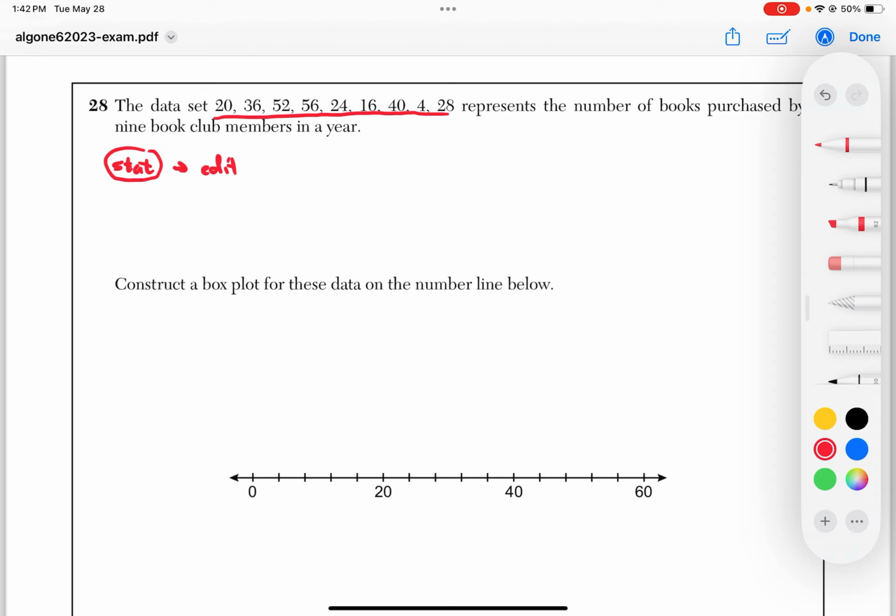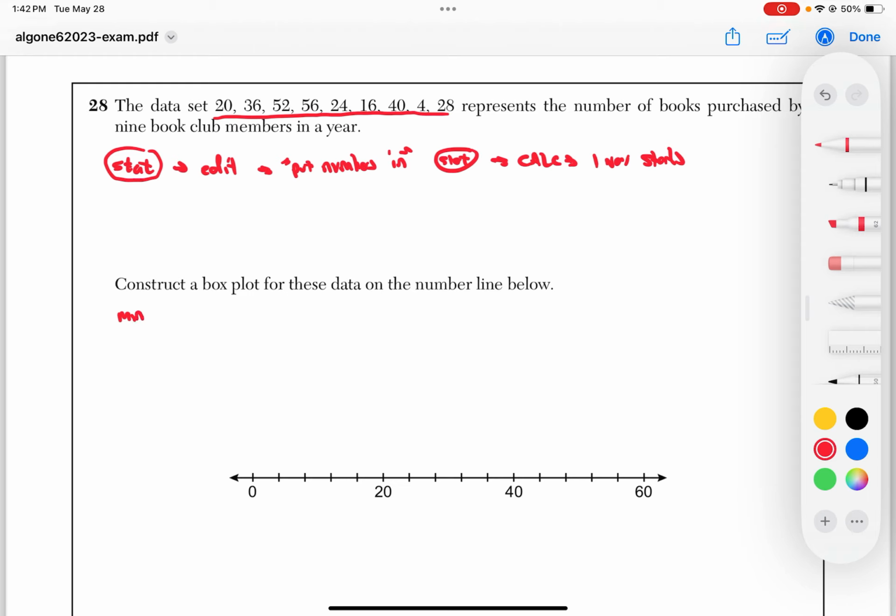Okay. And then, so put numbers in or put data in. Then we're going back to stats, then calc, then one var stats. And that will give us what we want, which is our 5-number summary.